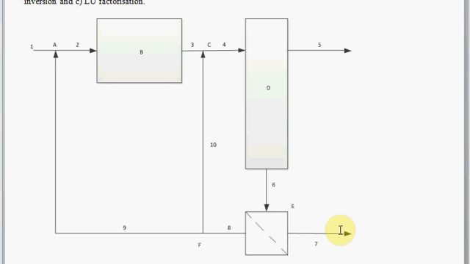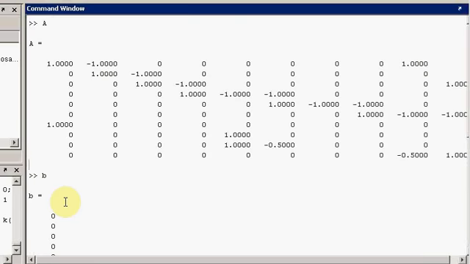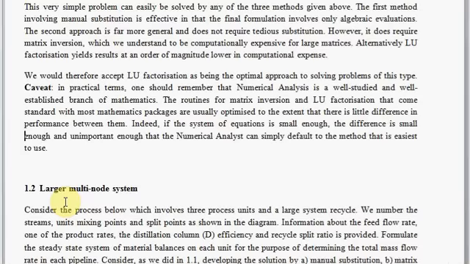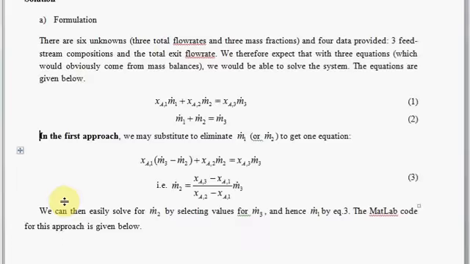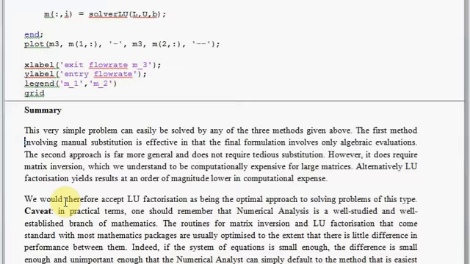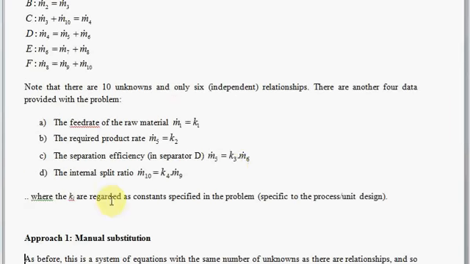So m.7 we expect to be 40, and let's look at that. If you look here, m.7 is indeed 40 kilograms per second, so that's correct at least. There are a couple of other relationships we have. If we go back to the problem, you can see here that we've specified that K3 and K4 are 0.5, and so m.5 is a half m.6.